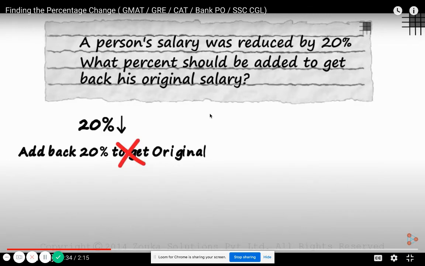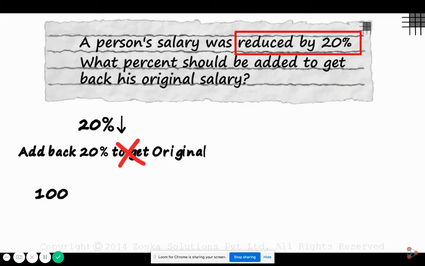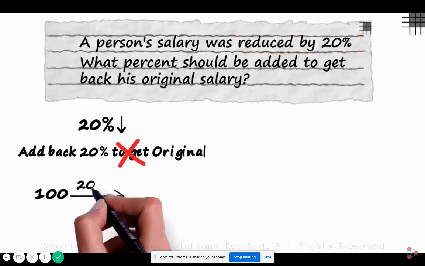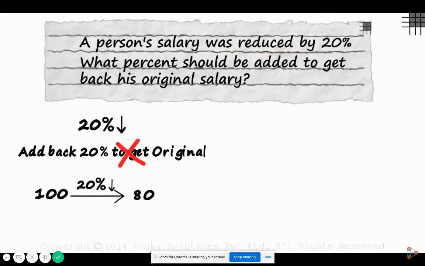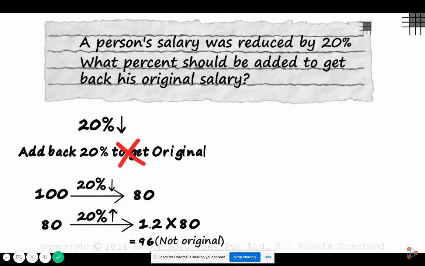If there is a 20% decrease, you can't go back to the same amount by a 20% increase. Take a random number, say 100. As the problem says, let's reduce it by 20%. Reducing 100 by 20% gives us 80. Remember, a reduction of 20% means 80% of the original. Now let's try increasing this 80 by 20%. An increase of 20% means 1.2 times this. So 1.2 times 80 will be the result. And that equals 96, which is not the original number.